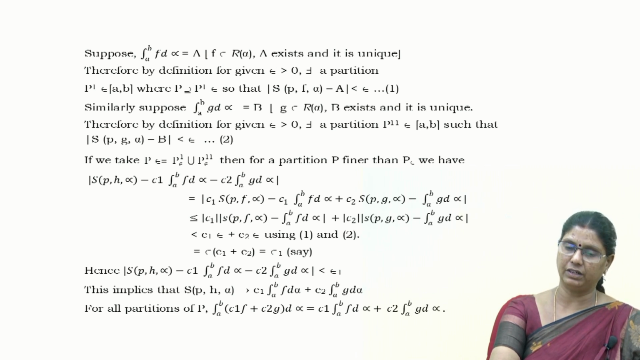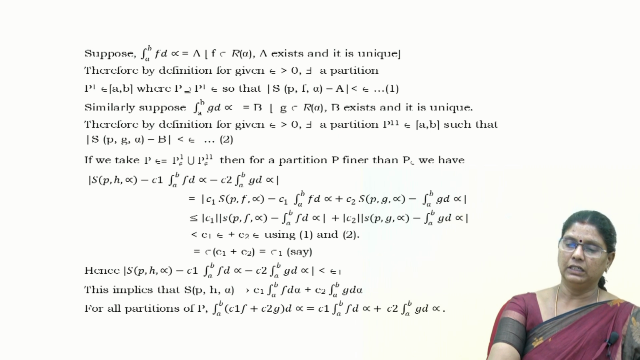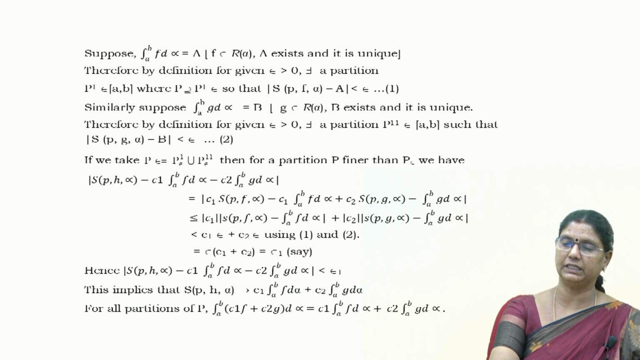Similarly, we can write for g that B exists and is unique. Therefore, by the definition, for a given epsilon greater than 0, there exists a partition P'' in the closed interval [a, b], such that the modulus of S(P, g, alpha) minus B is less than epsilon. Hence, we can take P_epsilon as the union of P_epsilon' and P_epsilon'' for any partition P finer than P_epsilon.